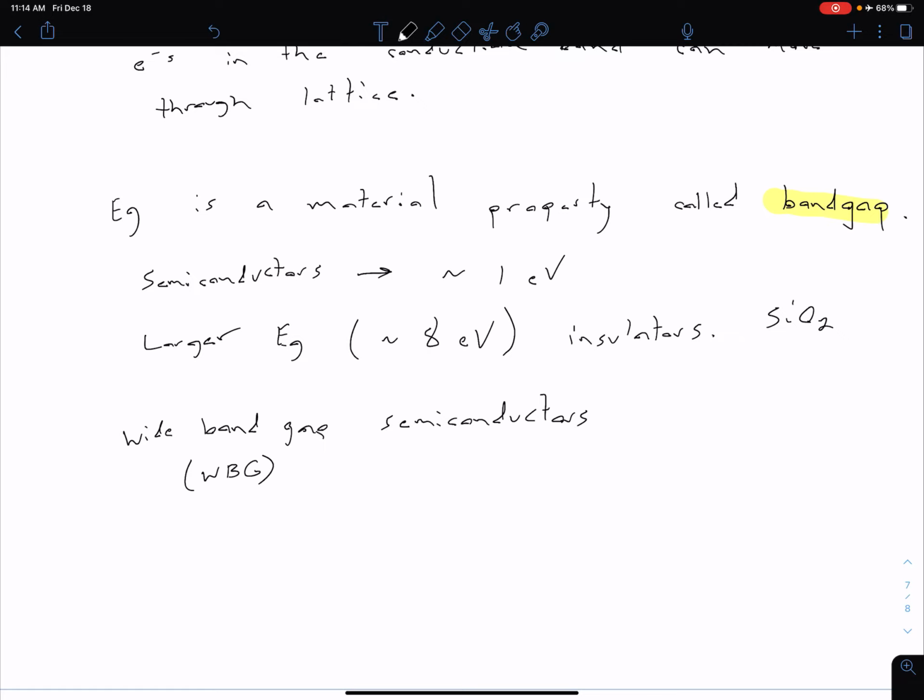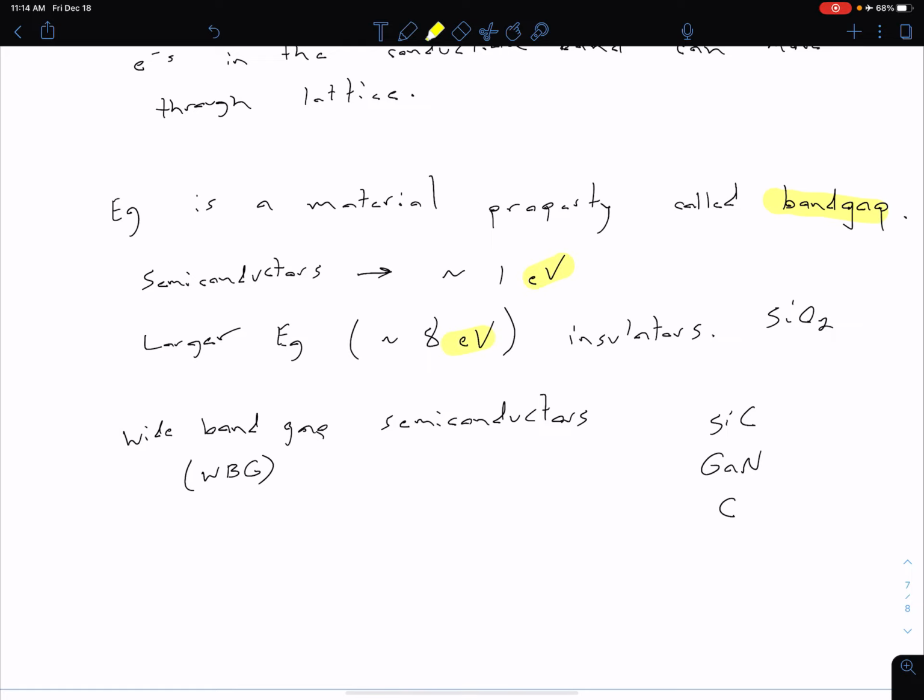And so these are going to be between this 1 eV and the 8 eV, so anywhere from like 3 to 6 eV. Some common materials that you'll see are silicon carbide, which we've mentioned before, gallium nitride, so gallium and nitrogen, and also there's some research looking into using pure carbon in its diamond bonding form for wide band gap semiconductor applications.